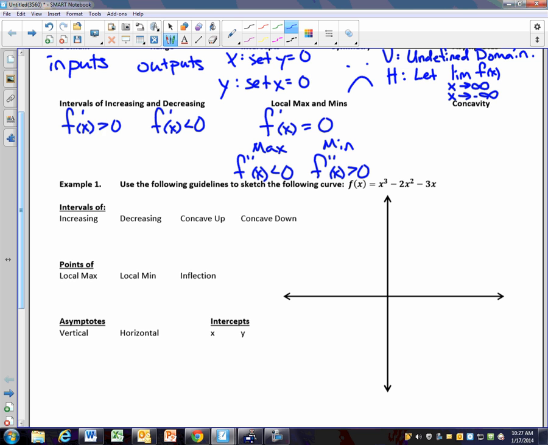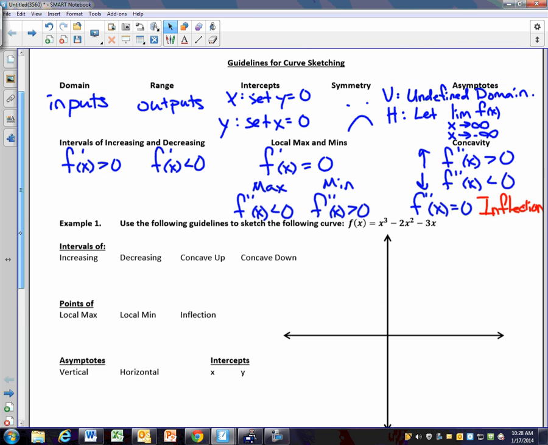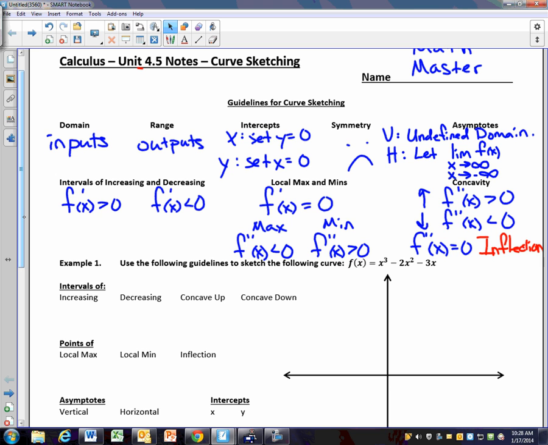So concavity, we kind of already said it. It's concave up if f double prime of x is greater than 0, and it's concave down if f double prime of x is less than 0. And what happens if f double prime of x is equal to 0? Very good. We have inflection. So this is a nice list, and when the development of calculus happened, this is one of the nice things, that you could really get a good graph.